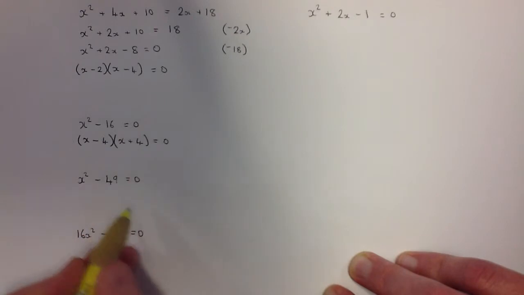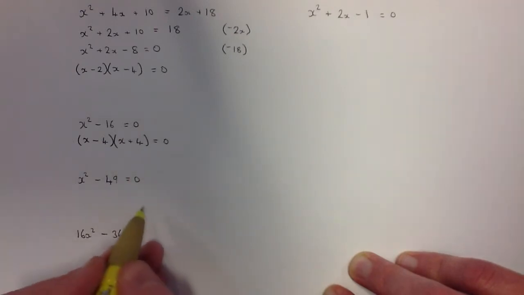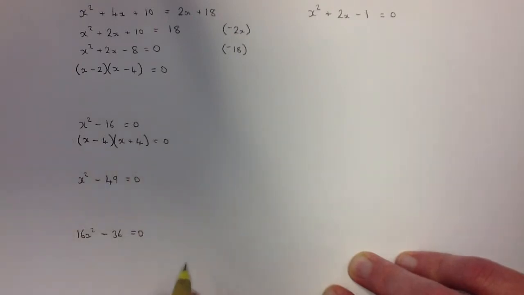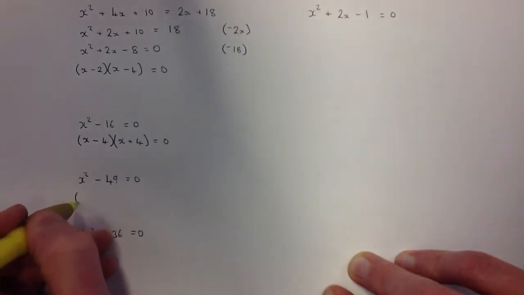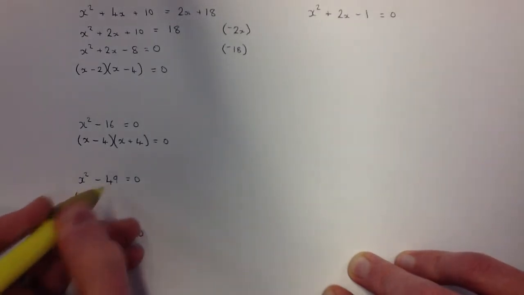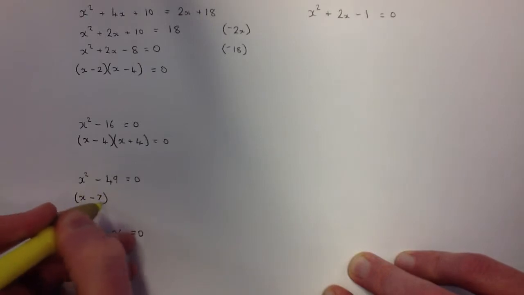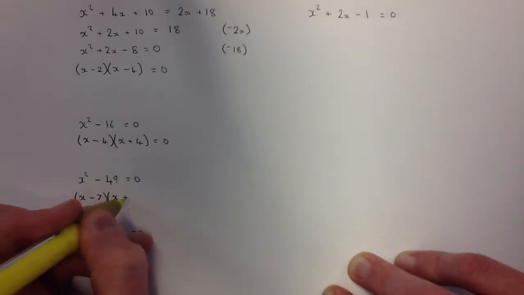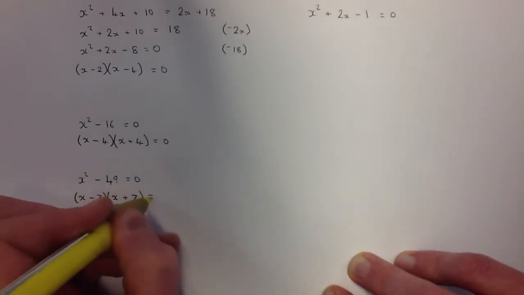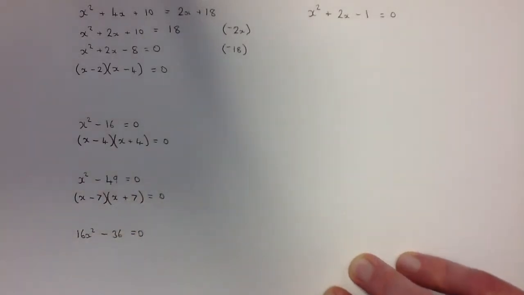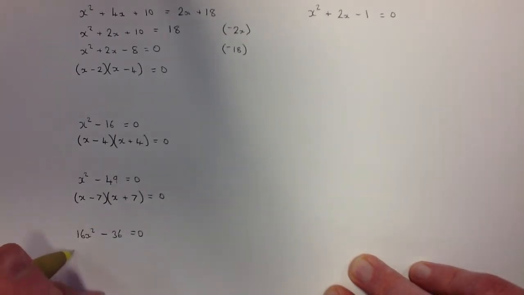We've got a very similar example here where you've got an x squared, take away a square number. We can factorise that in exactly the same way. x, take away the square root of 49, 7, x plus 7 equals 0. In both cases, we can quickly then find the solutions. We've got a very similar example in this one here. We're taking away a square number, but we've also got a square number in front of the x squared. We can treat this in a very similar way.